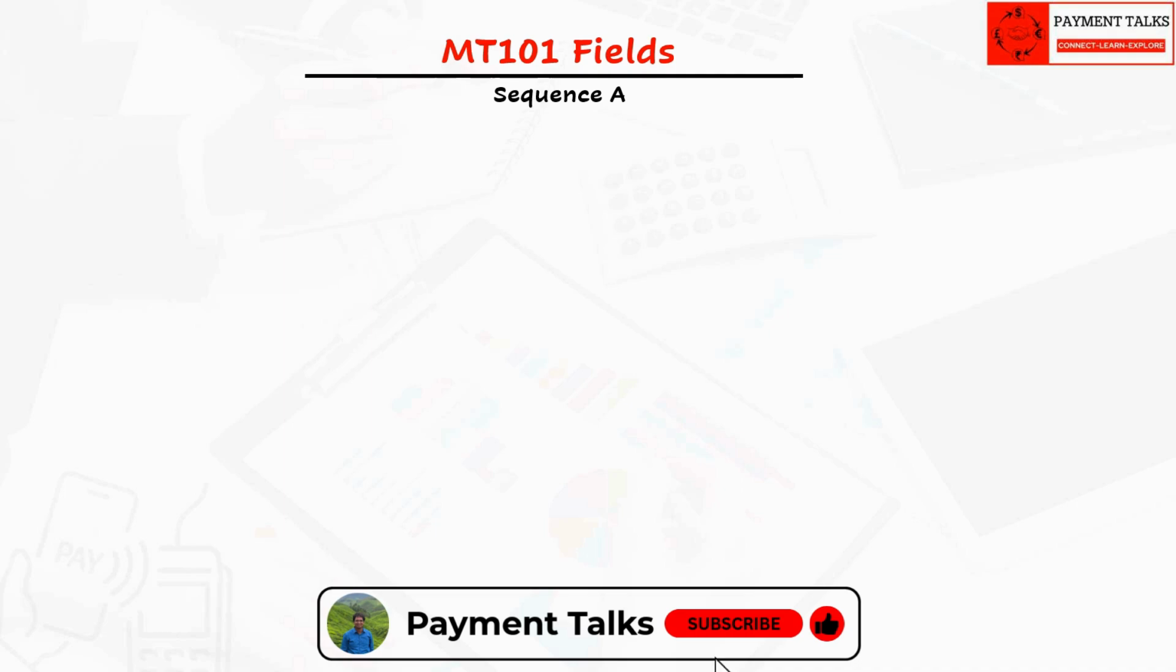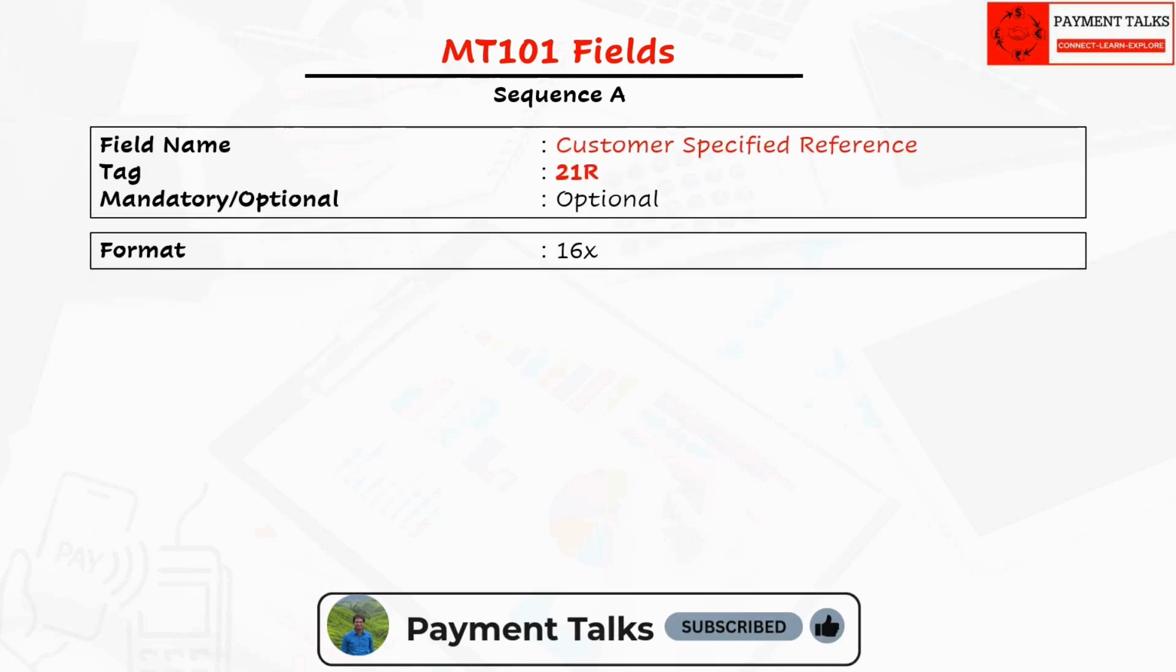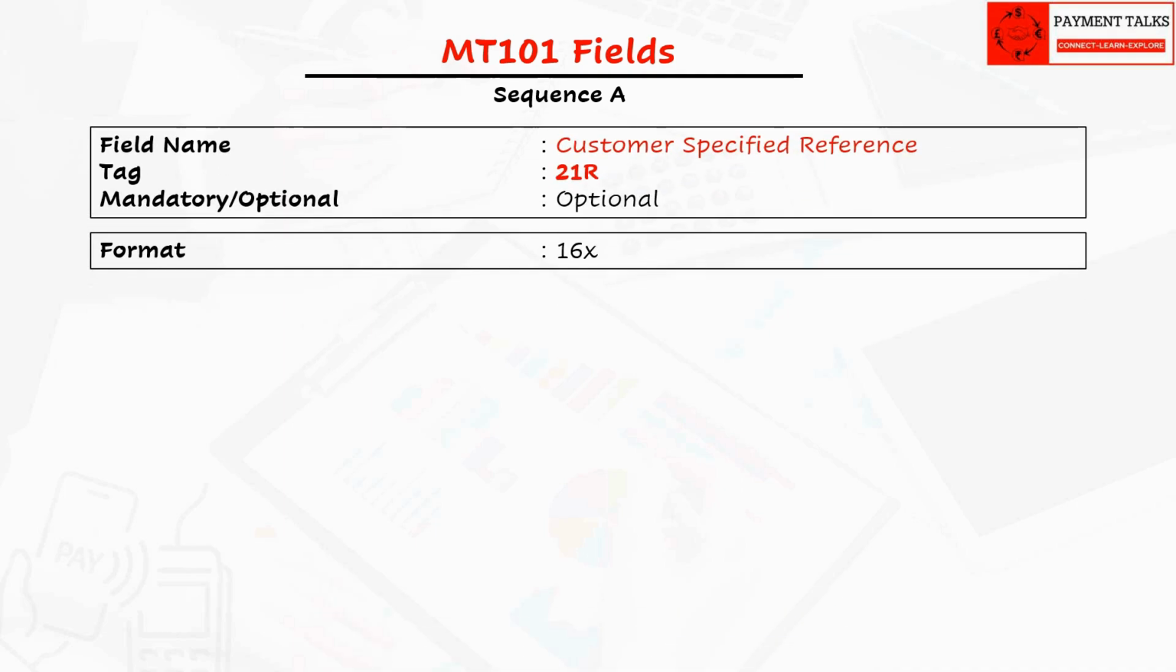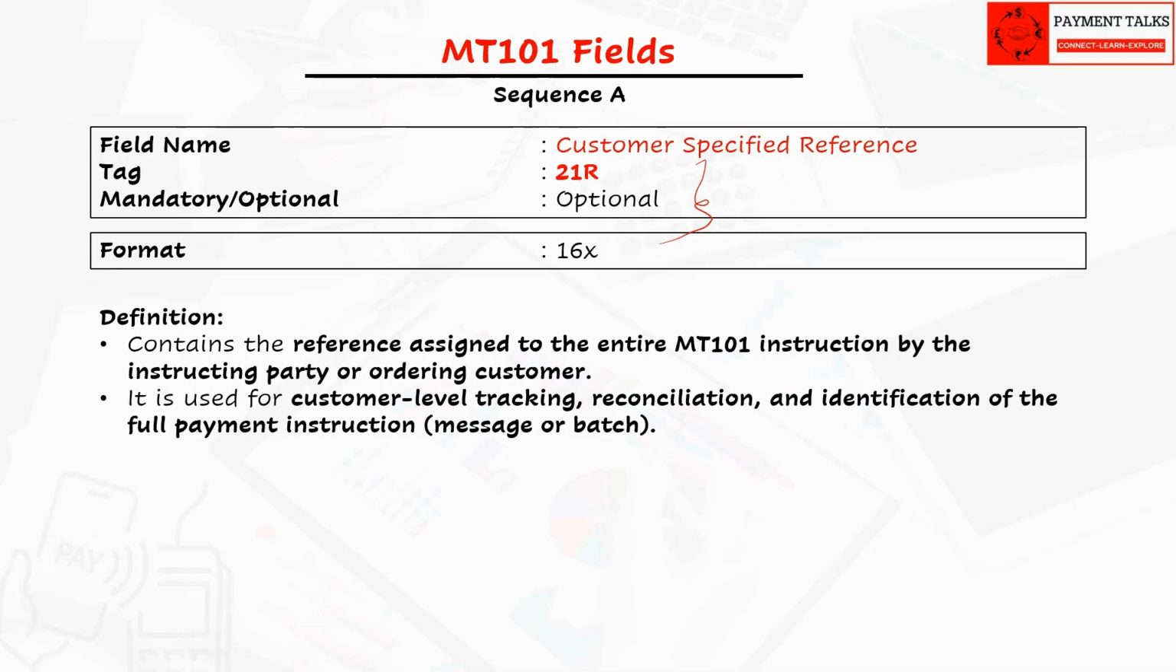The second field is customer specified reference, tag 21R. This is an optional field. Format is 16x. This field, if present, refers to the entire message even if it contains multiple transactions. Tag 20 changes at each hop, whereas this is the ID which is given by the first initiator of the message, usually the corporate. Corporates use this ID for their own tracking and reconciliation purposes. When this ID is present, the usage rule says that there should be a single debit on the customer's account even when there are multiple transactions inside.